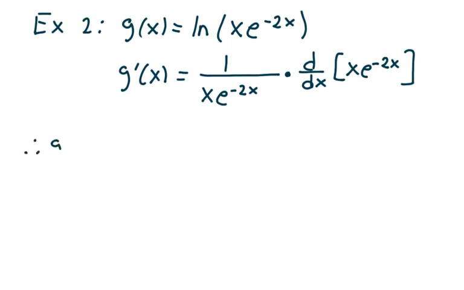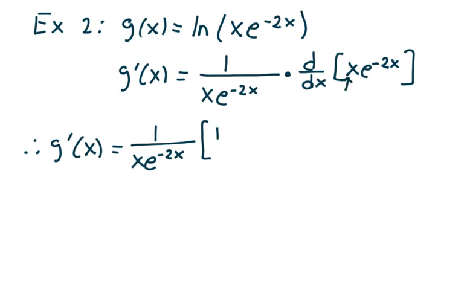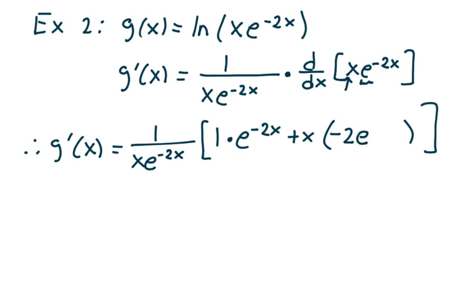So therefore, g prime of x is 1 over x e to the negative 2x times. I'm going to take the derivative of the first, which is 1, times e to the negative 2x plus x, and then I'm going to multiply by the derivative of the second function. The derivative of the second function is negative 2e to the negative 2x. Okay, so that's just chain rule.